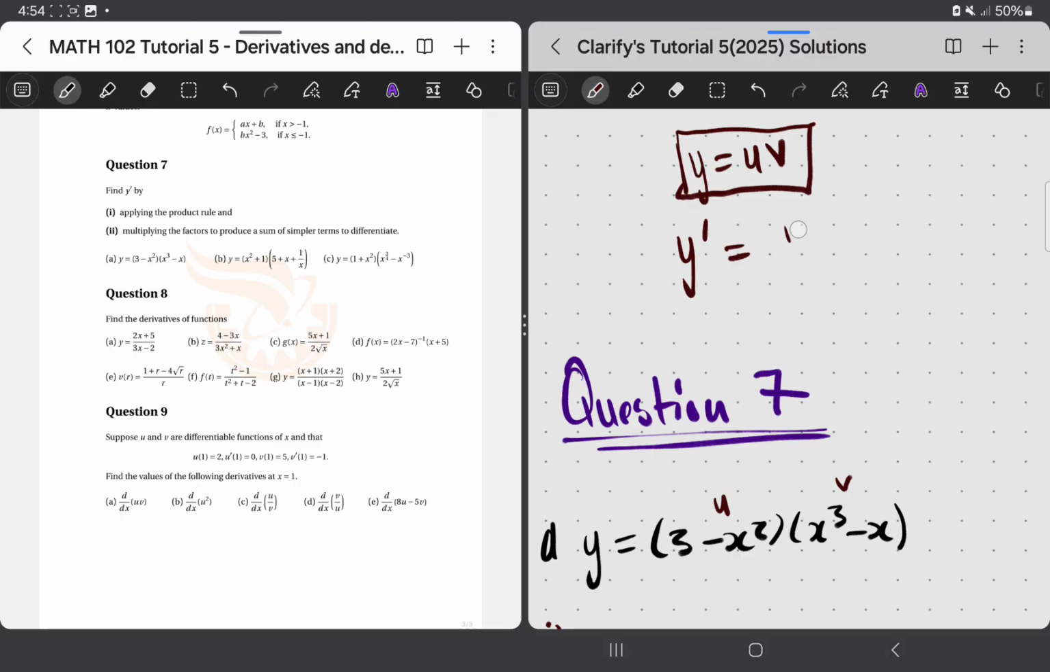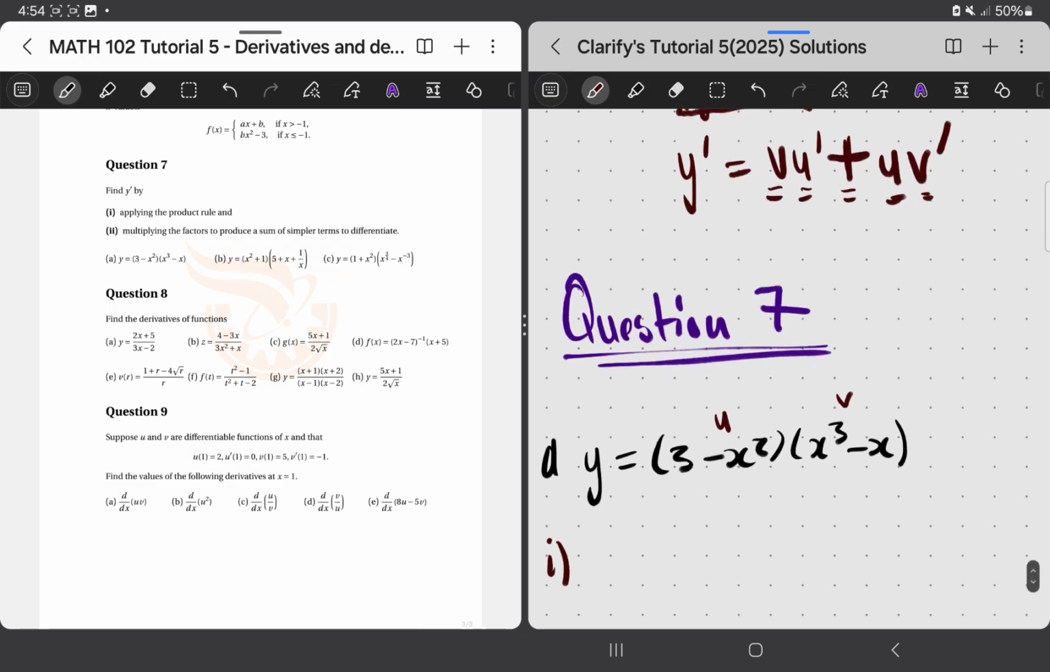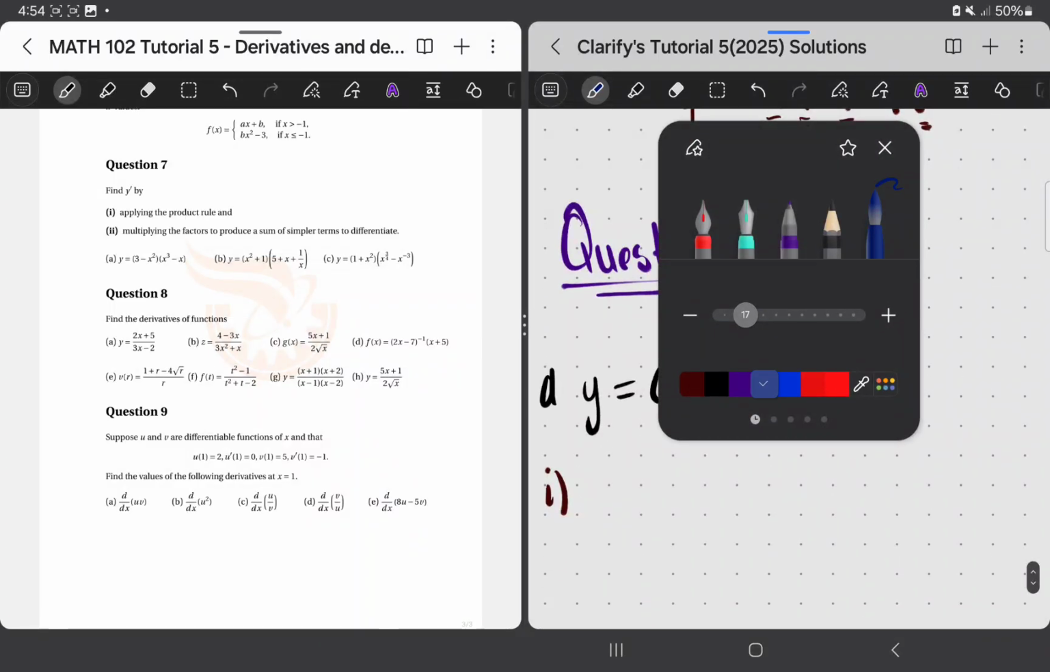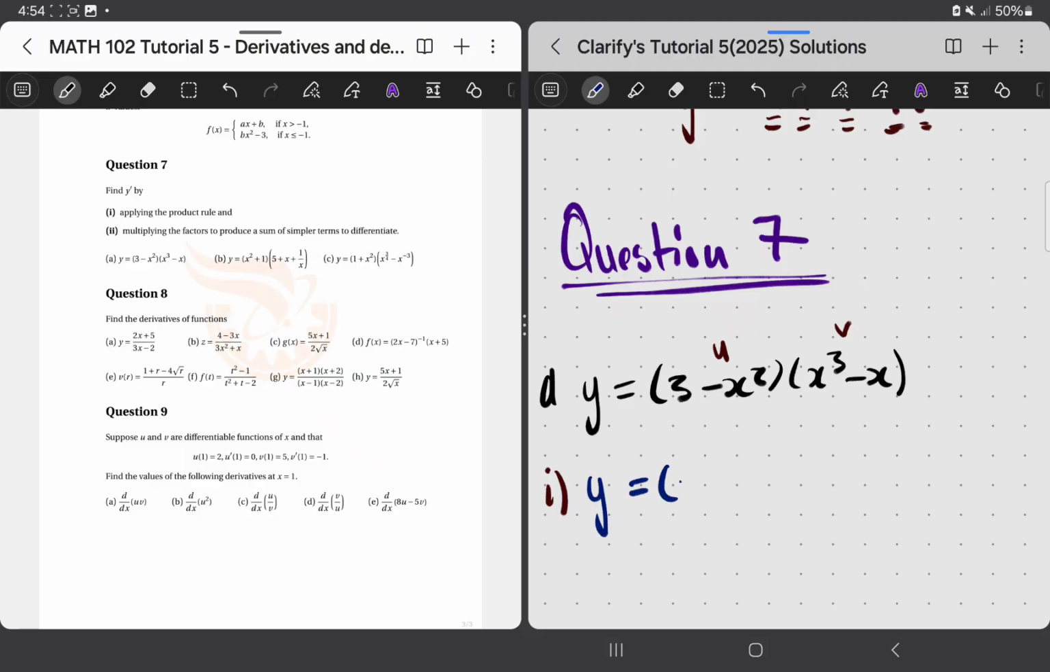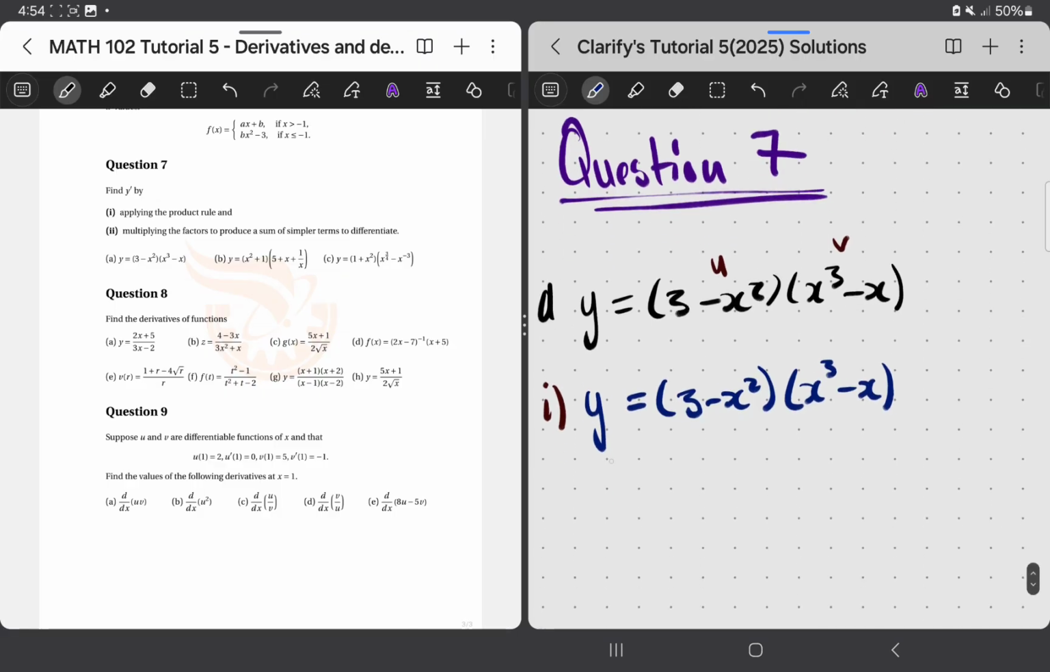So it's like you bring the second, multiply by the derivative of the first, then plus, remember to say plus, bring the first, then multiply by the derivative of the second. So second times derivative of the first plus first times derivative of the second. That's what you do. So you have y is equal to 3 minus x squared multiplying x cubed minus x. You can now say let u be equal to the first, which is 3 minus x squared, and v be the second, which is x cubed minus x.